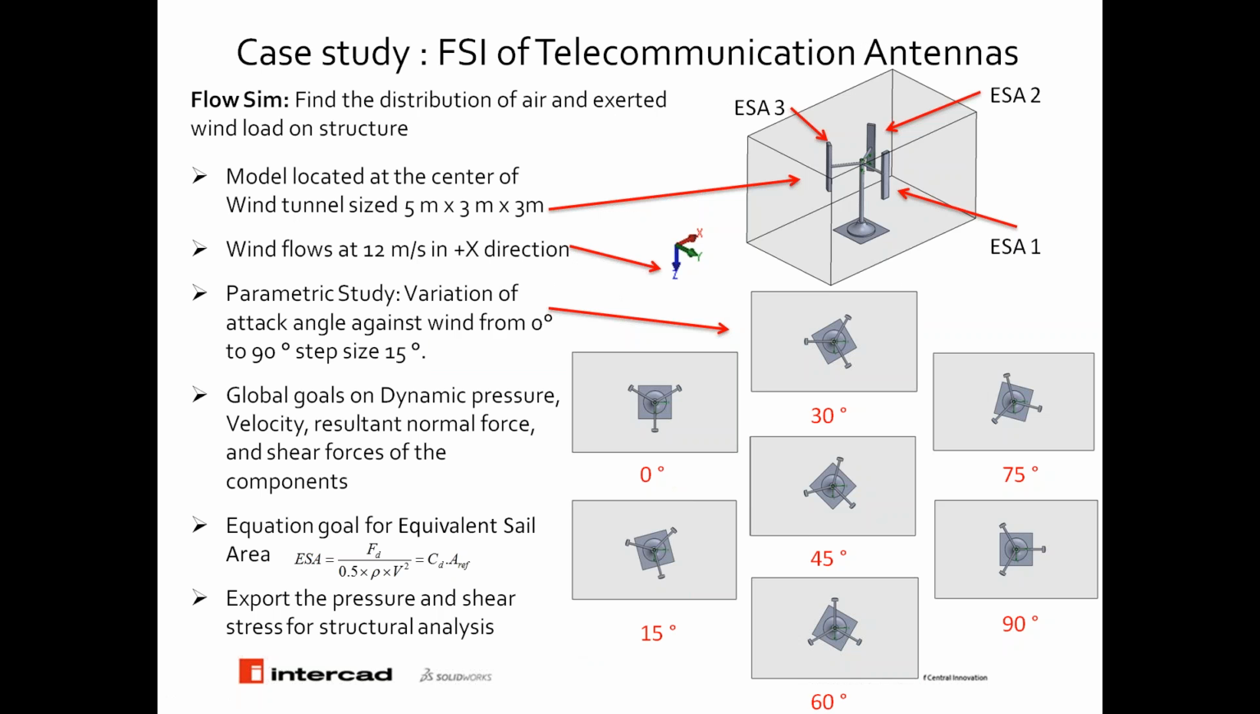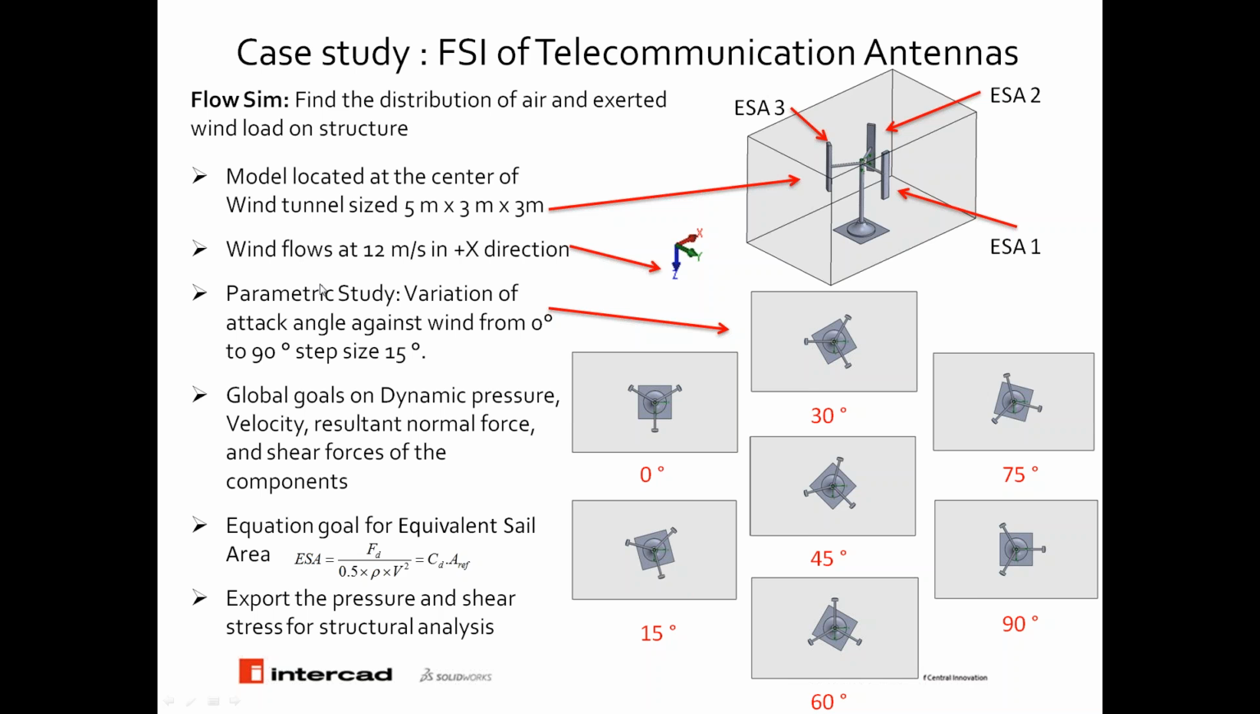We have a telecommunication antenna on a structure being simply assembled, and it is going under the wind load testing. So first of all, we have a wind tunnel. As you can see, this is the box with a size of 5 meters by 3 meters by 3 meters. And also the model is located at the center of this tunnel. We have 3 communication antennas at different angles. So basically at 0 angle, then 120, then 360.